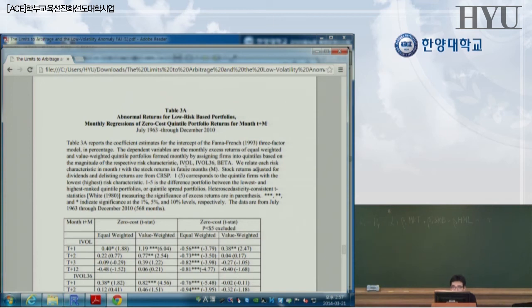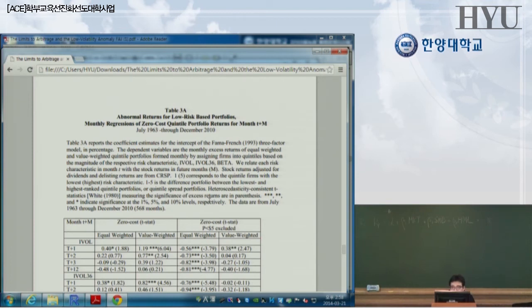Now we have 3 measures: IBOR, IBOR 36, and beta. Okay, we relate each risk characteristic in month T with the stock return in future months. We are going to see what's going to happen next month, and next month. Okay. Stock returns adjusted for dividend and delisting returns are from CRSP, the name of the database. Again, 1, 5 corresponds to the quintile formed with the lowest or highest risk characteristic. 1 minus 5 is the difference portfolio between the lowest and highest ranked quintile portfolio, or quintile spread portfolio.